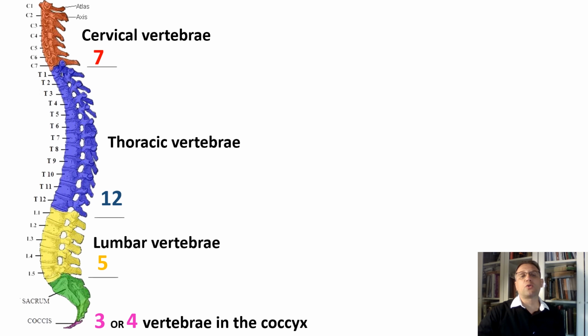The vertebral column in humans, allowing some variation in the coccyx, consists of about 33 bones. Note that there are 7 cervical vertebrae, 12 thoracic vertebrae, 5 lumbar vertebrae, 5 sacral vertebrae, and 3 or 4 vertebrae in the coccyx.